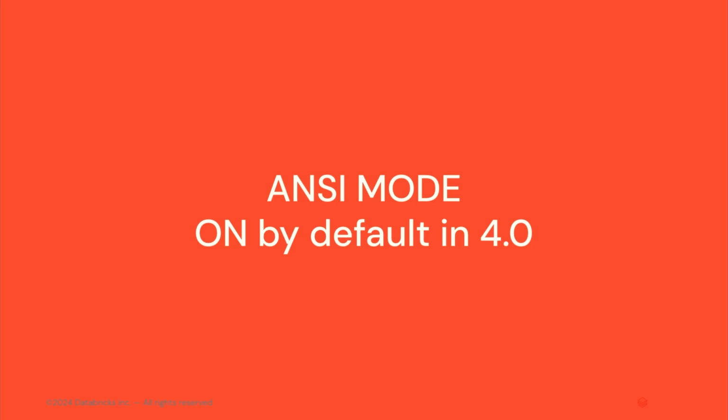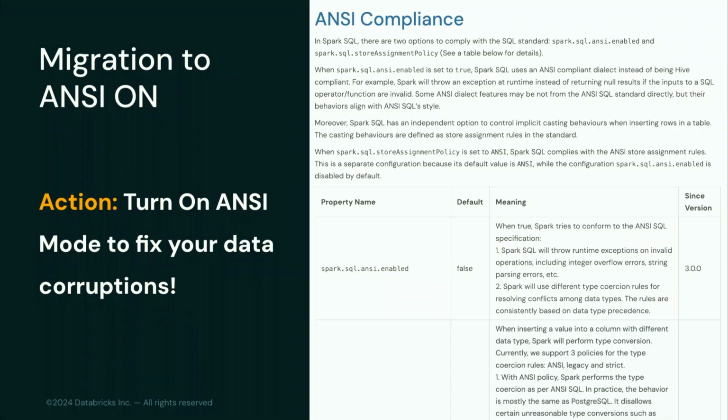Okay, the next big announcement is ANSI mode. Spark introduced ANSI mode many years ago. The goal of ANSI mode is to improve data quality, to turn bad data into runtime errors instead of silent nulls. In case you don't know ANSI mode, we also have a complete document to explain all the different behaviors. You can follow this document to turn on ANSI mode, fix your queries, and find your dirty data to make your data quality better.